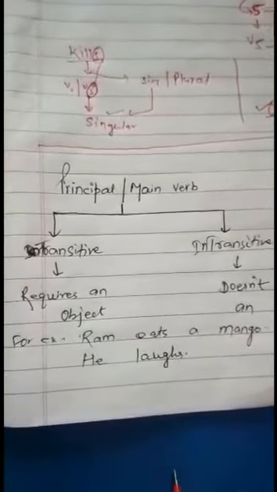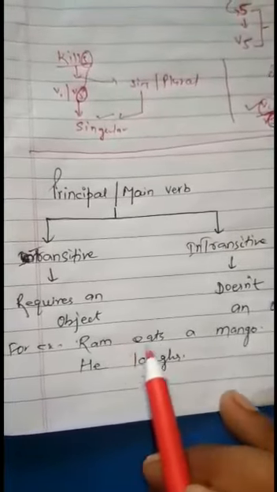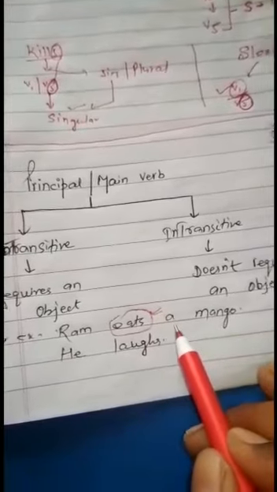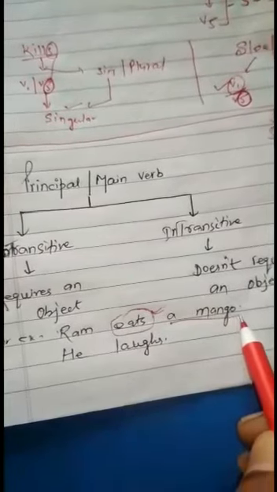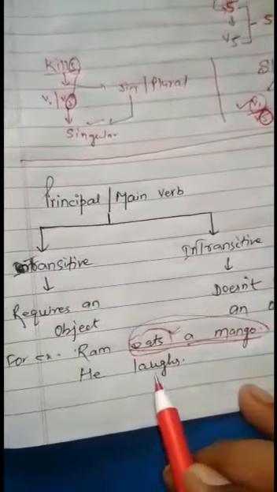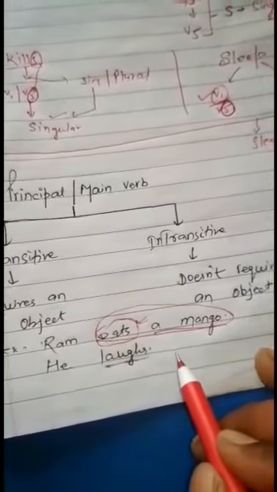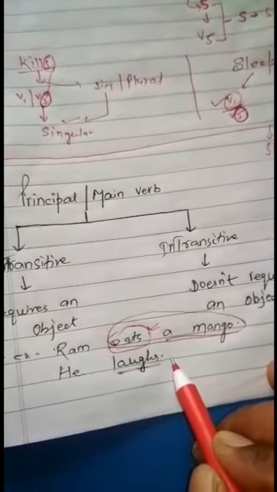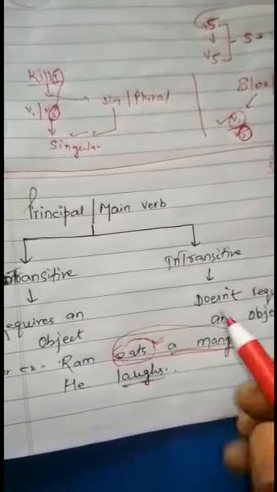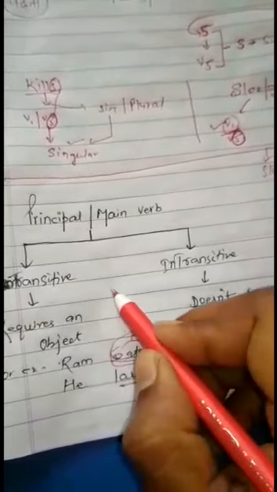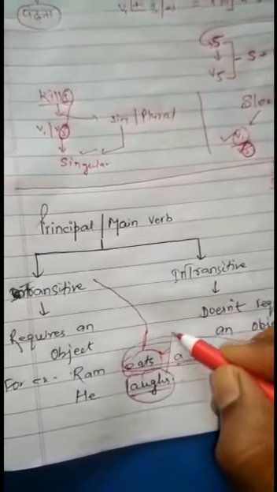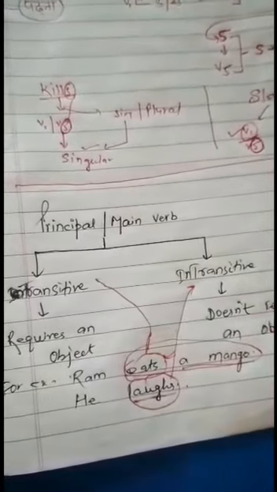For example, you can see Ram eats a mango. Eats is the verb here. This eats requires a mango to clarify the entire meaning of the sentence, whereas laughs does not need any object, does not require any object to clarify its meaning. So the conclusion is eats is your transitive verb, whereas laughs is your intransitive verb.